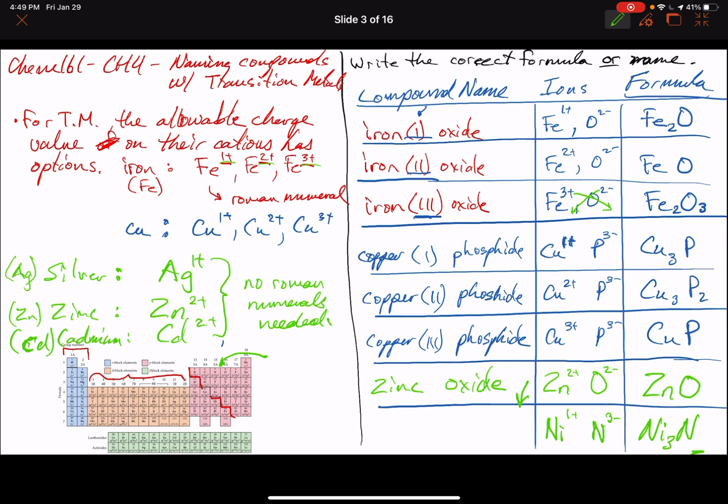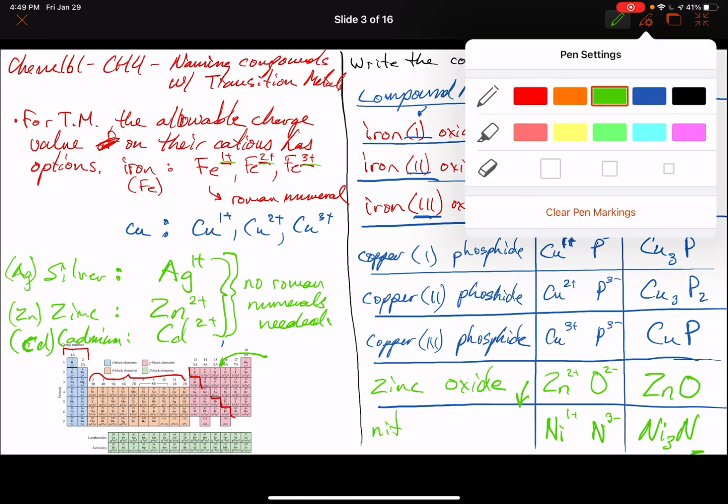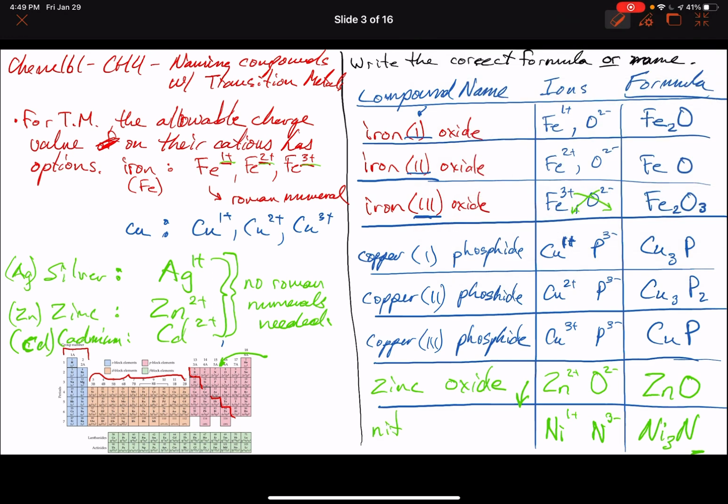Nickel is not one of these exceptions, so we are going to be correct to list a Roman numeral. So we will list nickel. We need some additional details, so that is a nickel Roman numeral 1, nickel 1 nitride, to list the formula name there for that compound.